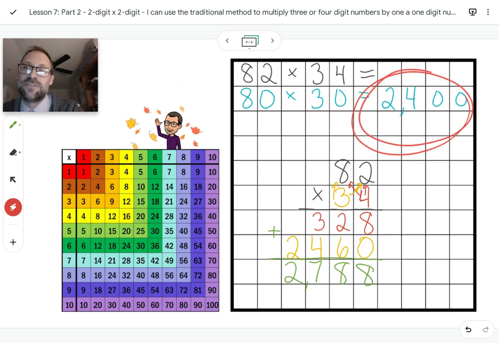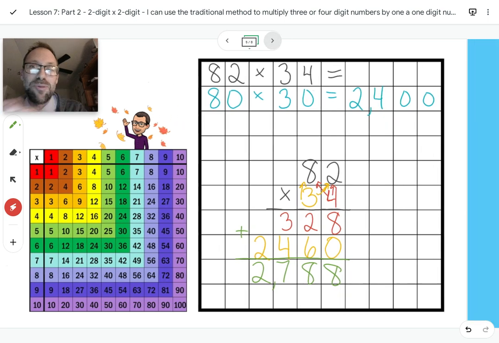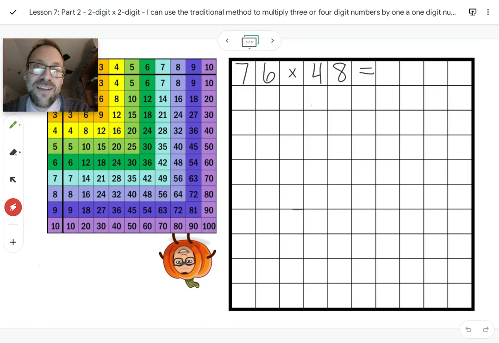Yep, sure is. So we're probably correct. We did it. We can move on to the next problem. Let's try another one together. All right. Step 1. You remember what step 1 is? That's right. We have to estimate.